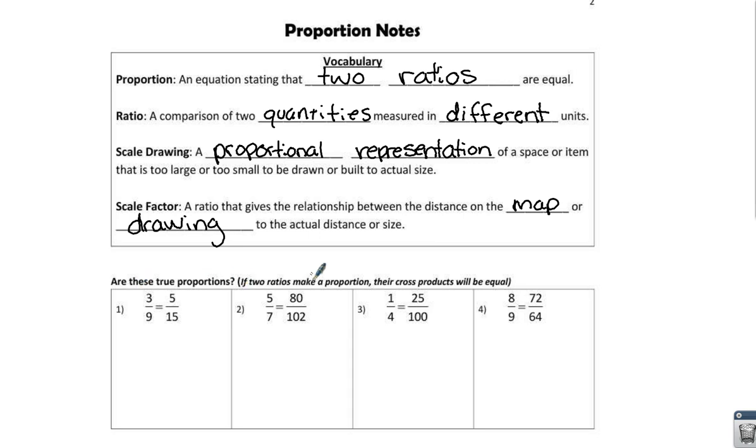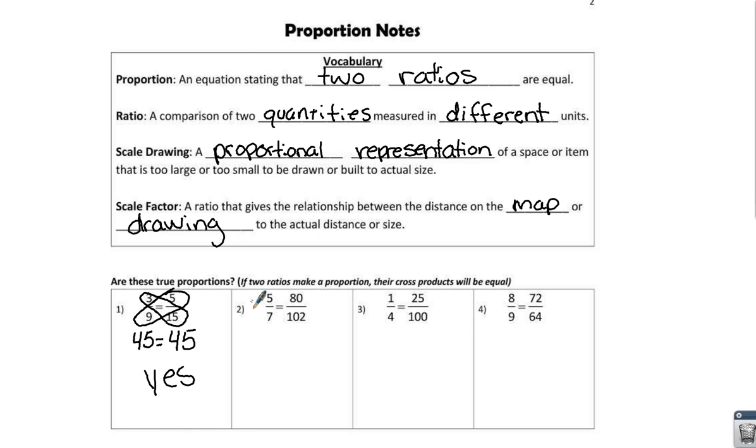If the two ratios make a proportion, their cross product will be equal. So when we do a proportion, we need to cross multiply. That means we do diagonal, like making a big X. So we're going to do 3 times 15 first, and type it in your calculator. 3 times 15 is 45. And it's going to equal, when we cross multiply, 9 times 5. So 9 times 5 is also 45. So if 45 equals 45, that's true. So this is a proportion. So we're going to write yes.